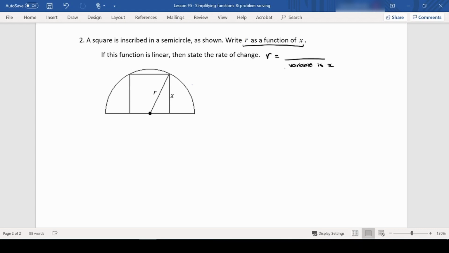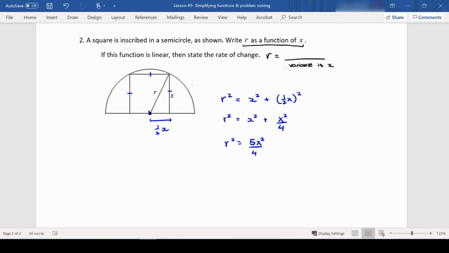So what I know is if I have a square inscribed in my semicircle, is that these sides must all be the same length. So what that means is for my triangle here, this here must be half of x, right? It's half of that side length. Okay. So then I know from Pythagorean theorem, a squared plus b squared is c squared. So r squared would be x squared plus half x squared, or x squared plus x squared over 4, or 5x squared over 4.